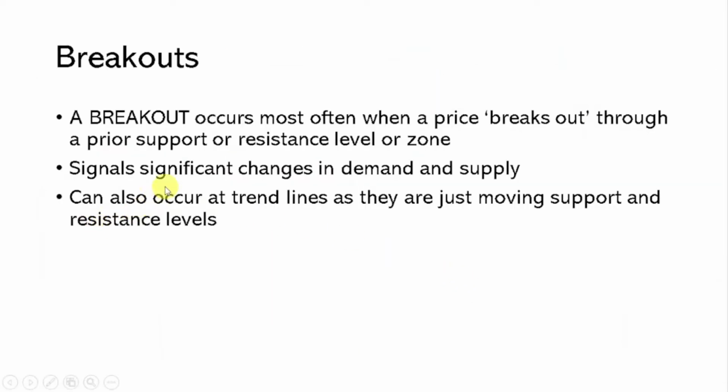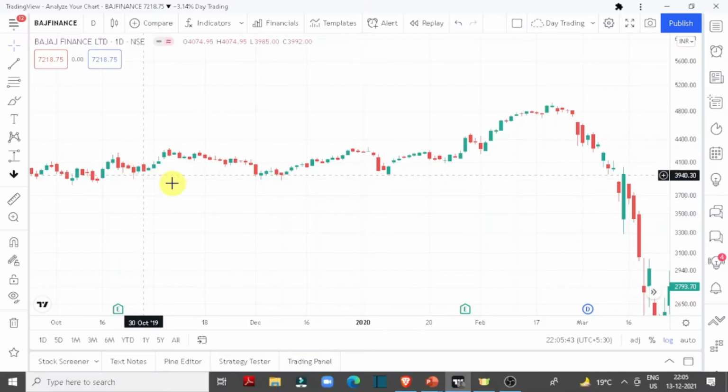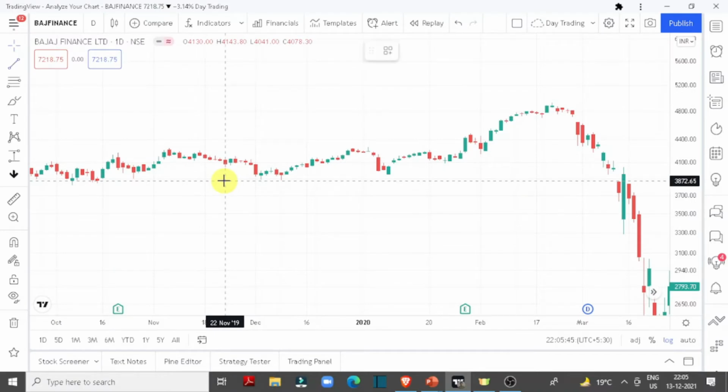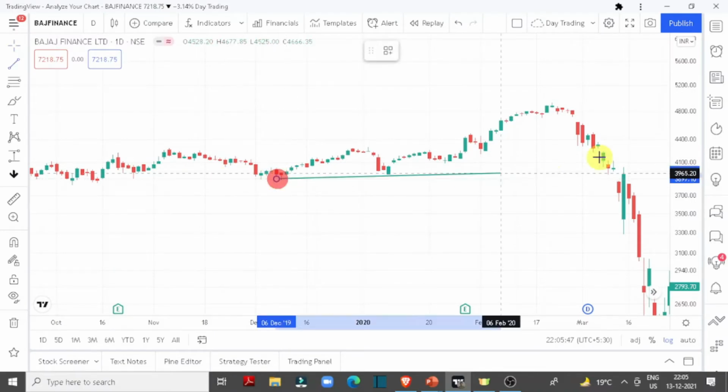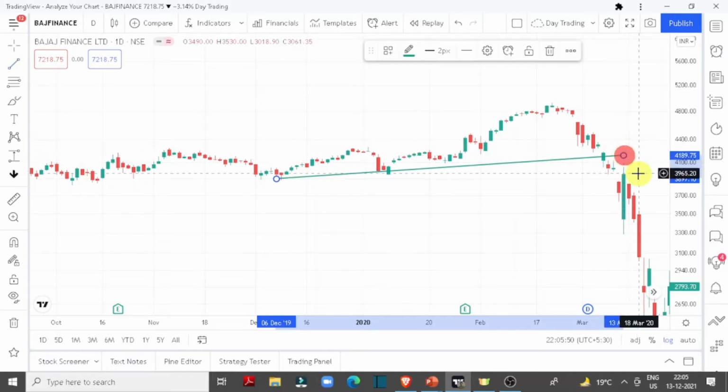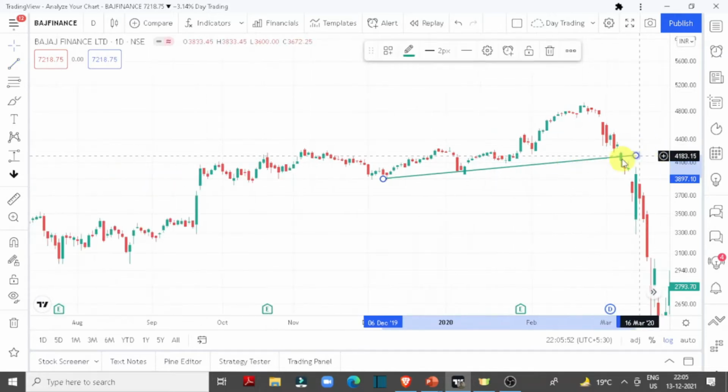Now you can see that we have discussed that these breakouts can occur in continuation as well as reversal of trend, and these breakouts occur at important levels. Like in this example you can see that I drew a trend line, right? I drew this trend line, and when the stock broke out, it broke this major and important level.